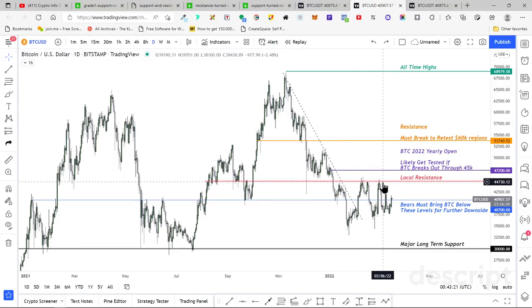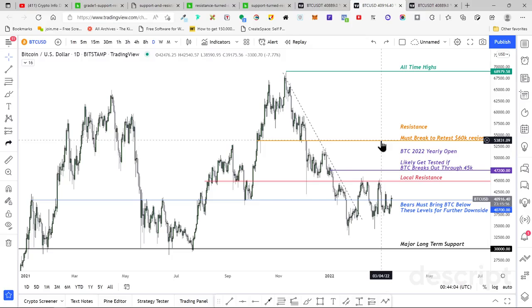So once Bitcoin pushes through this local resistance, it's going to have to break through the 45,000, and then the next major resistance is likely going to get tested at about 47,200. So we've got 47,200 likely tested. Once that tests, then we've got a fairly good range to go before we hit 53,740. So it's going to have to break and retest this particular yellow line.